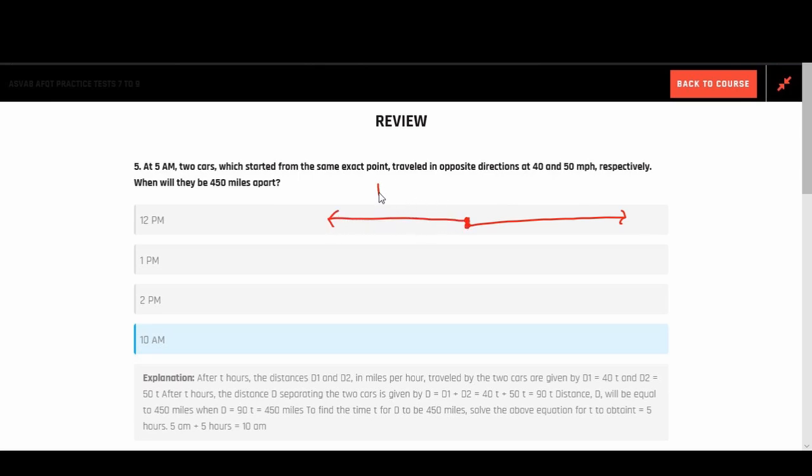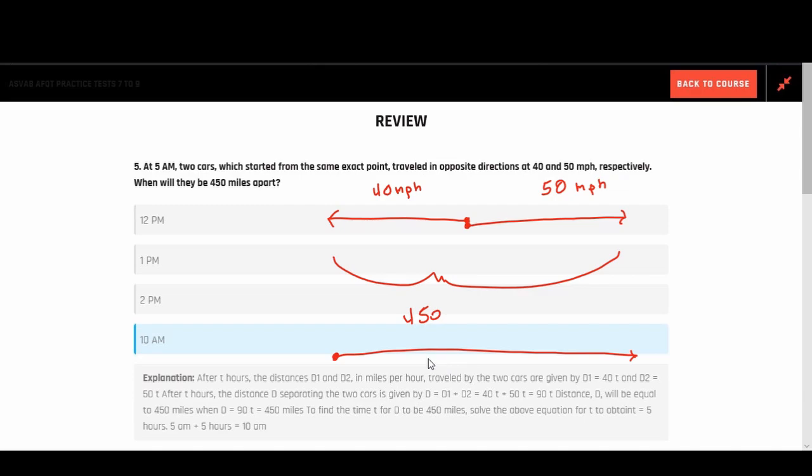This one was going at 40 miles per hour. Let's say this one was going at 50 miles per hour. And we want to know how long it will take them to be 450 miles apart. Now, instead of thinking about this as 2 cars traveling in opposite directions, we can see that this is going to form a straight line. So why don't we regard this as 1 car going the same 450 miles, albeit at a combined rate of 40 plus 50, or 90 miles per hour.